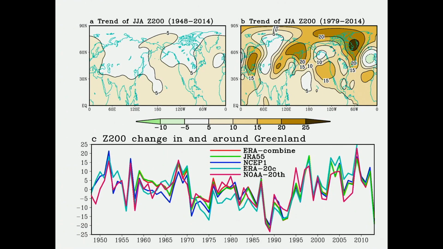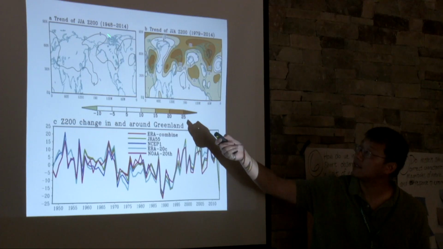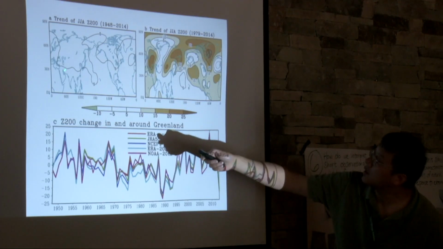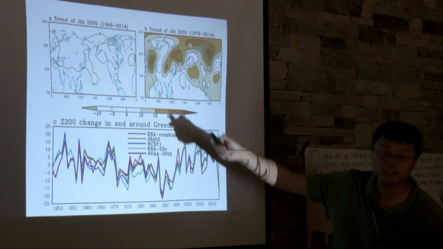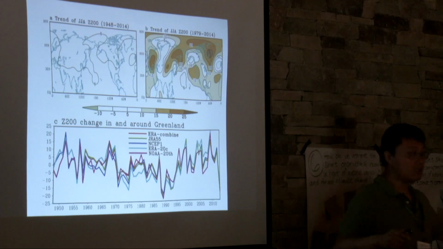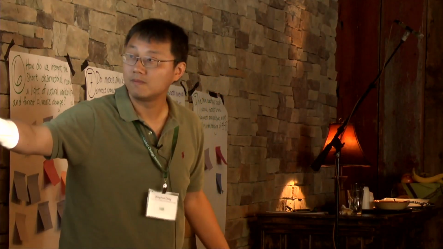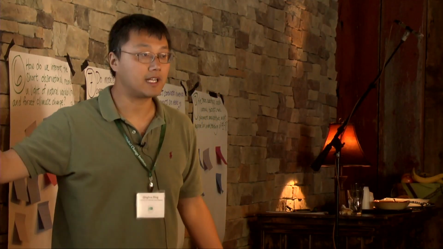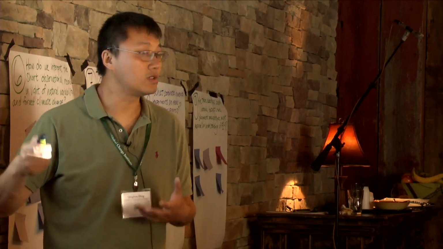And another thing is very interesting. If you look at the recent JJA trend, you find the maximum rise there. But if you look a little bit longer, from 1948, it is not very clear. Everywhere else there is a rise, but here there is no trend. That means if you look at the longer time series, it is more like interdecadal variability. Like Martin said this morning, 40 years is not long enough to well capture the internal variability.